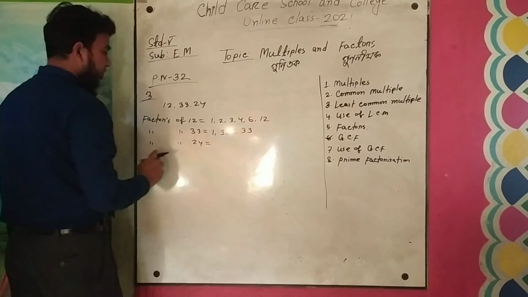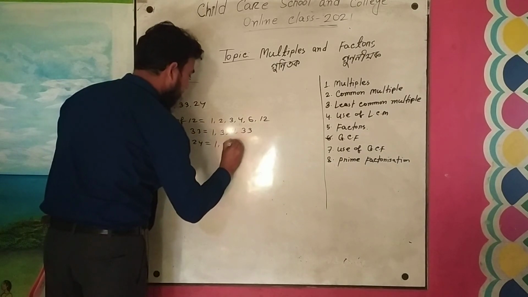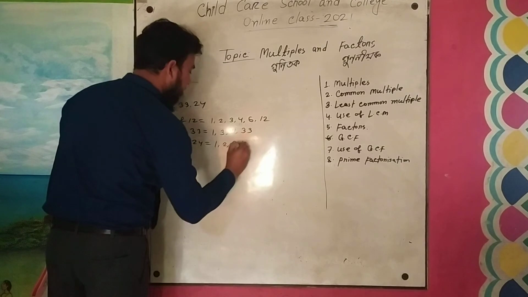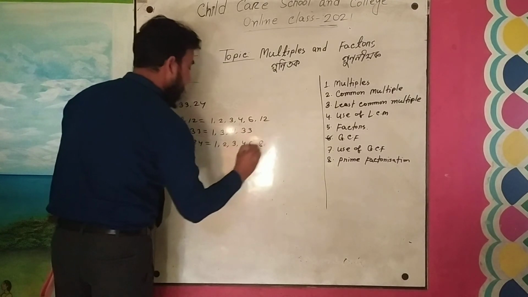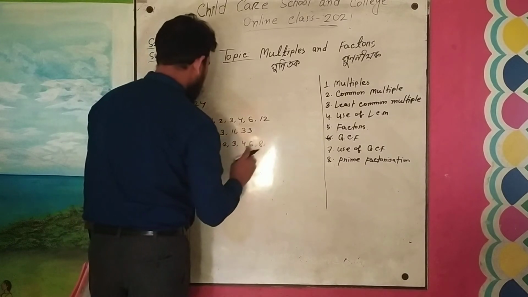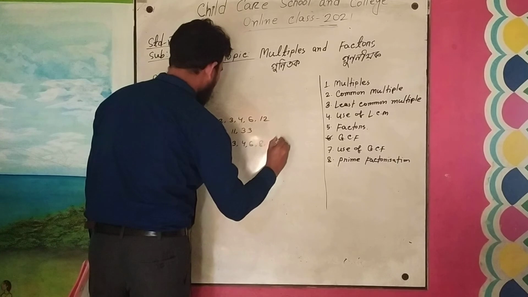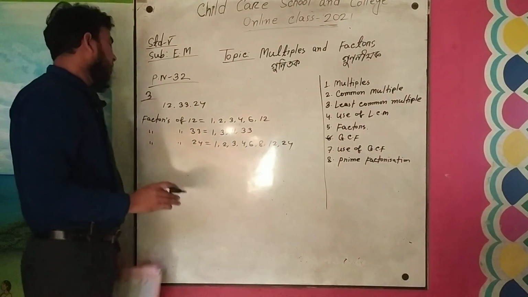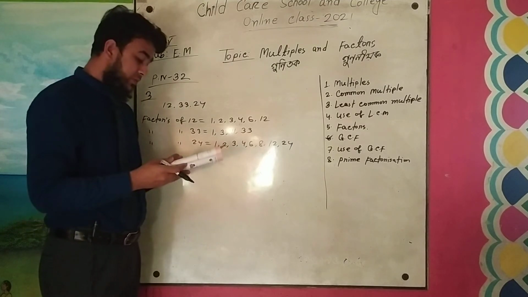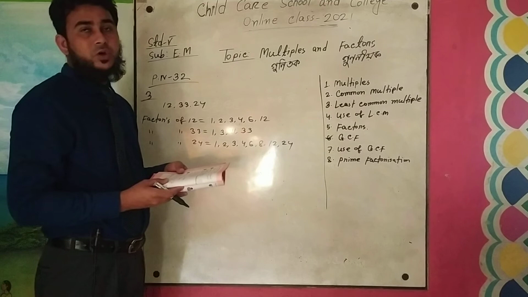Okay, now 24, what will be? 1, 2, 3, 4, 6, 8, 12, and the last one is 24. So all of these are the factors of 12, 33 and 24. Now we have to find out the GCF. GCF we know, greatest common factor.